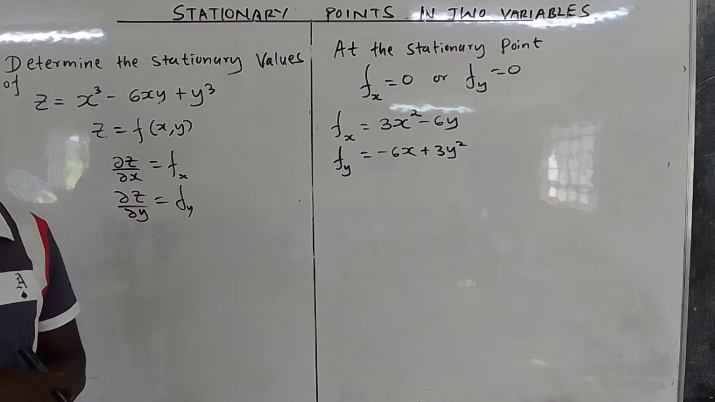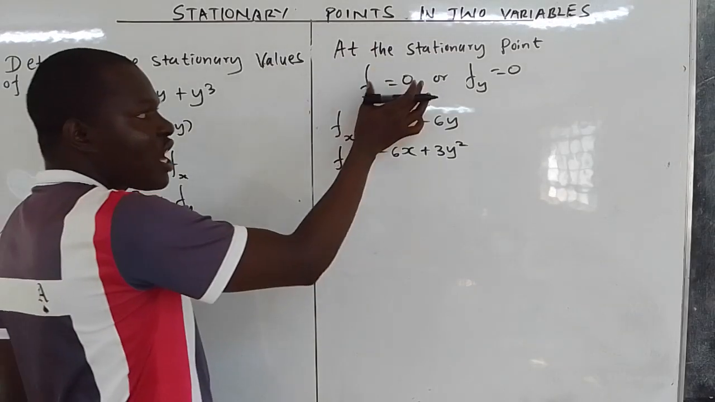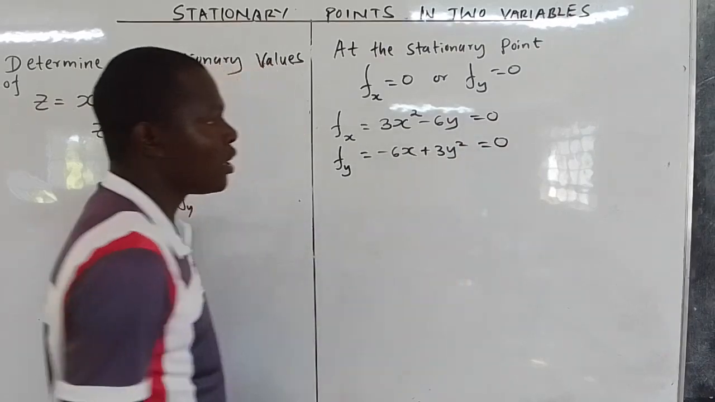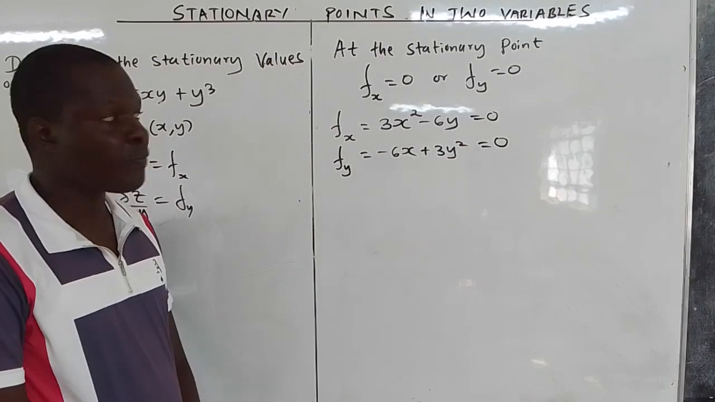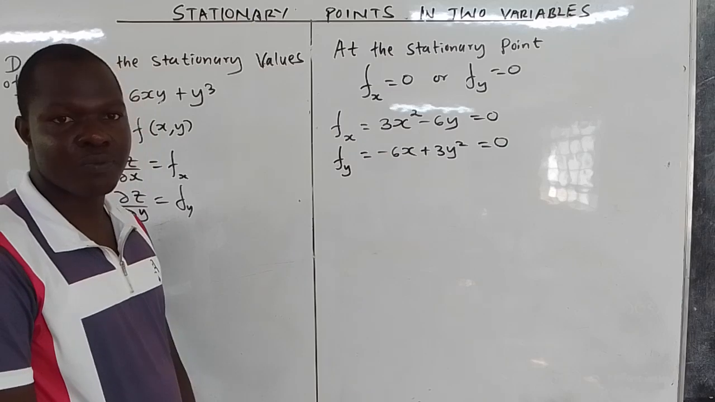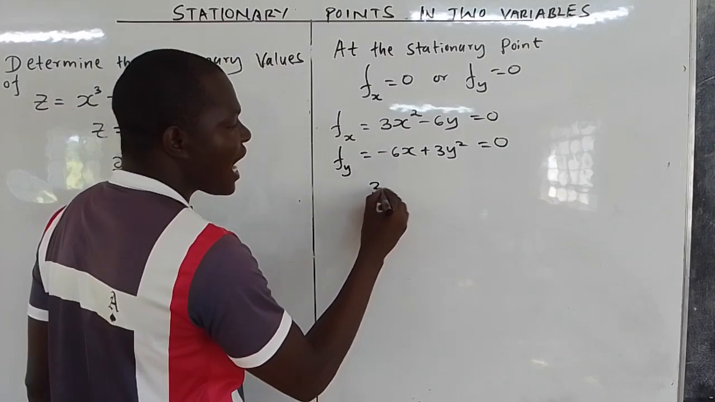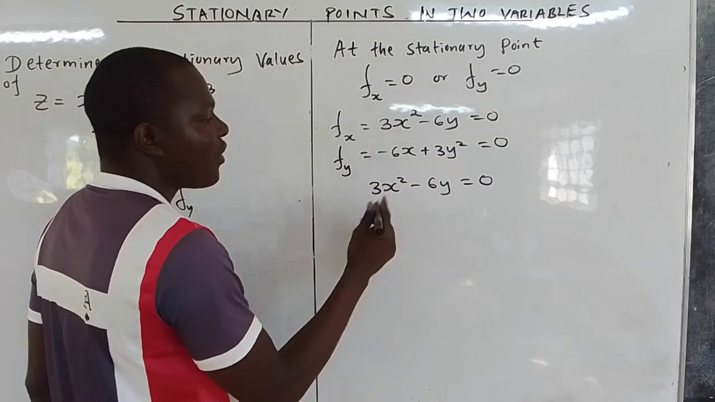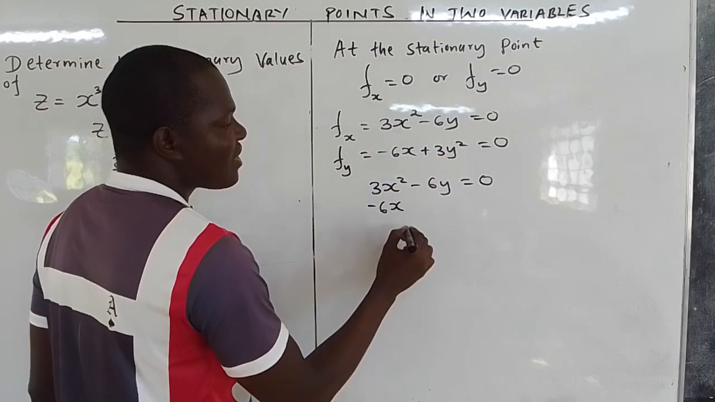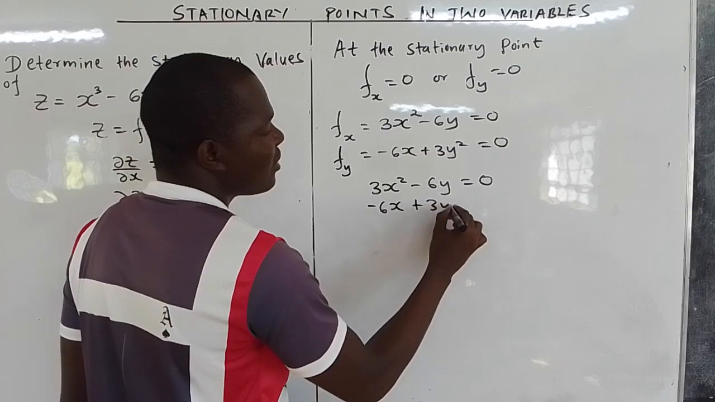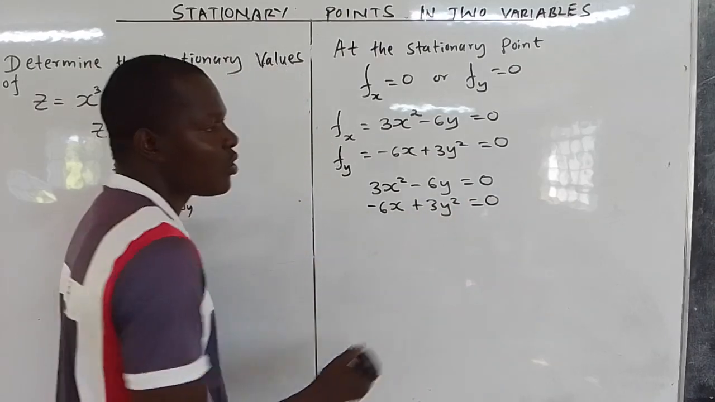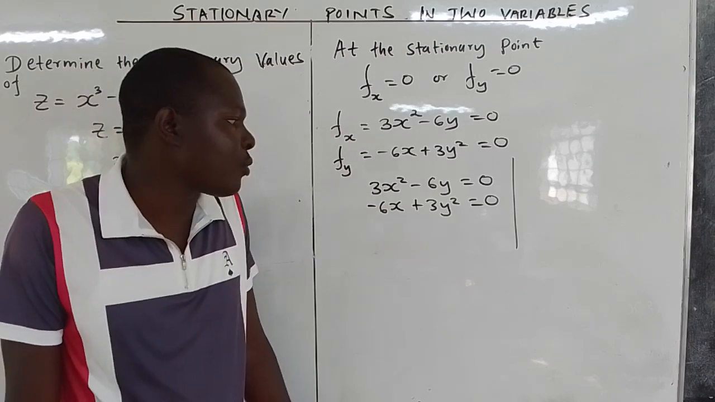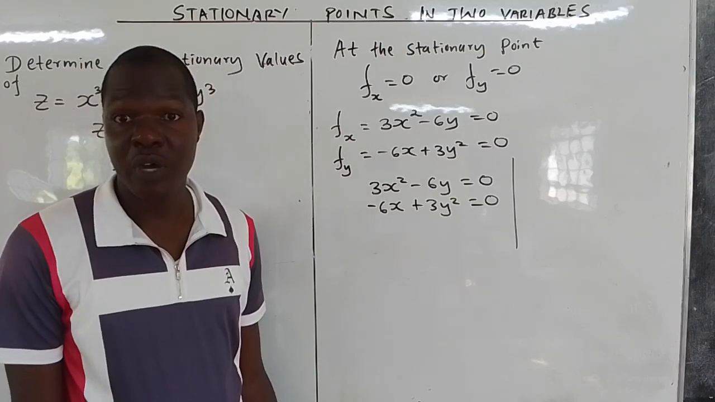Are we together? So it means at the stationary point, either this is 0 or this is 0. Are we together? So we have simultaneous equations. The first one we have 3x squared minus 6y is equal to 0. The second one we have minus 6x plus 3y squared is equal to 0. Now look here, the first thing you have to do is write them in their simplest form before you check the appropriate method, isn't it? Are we together?